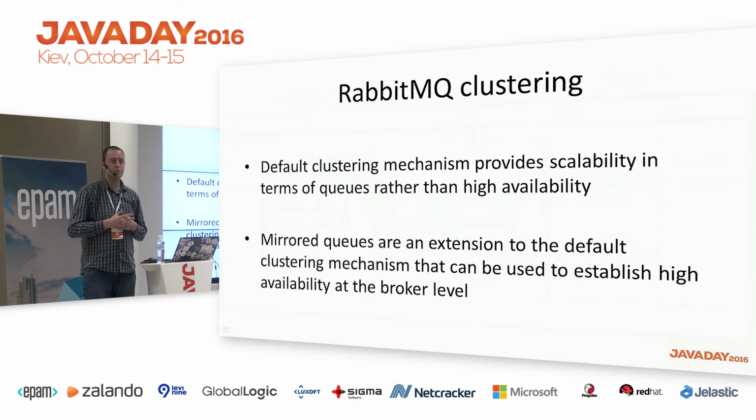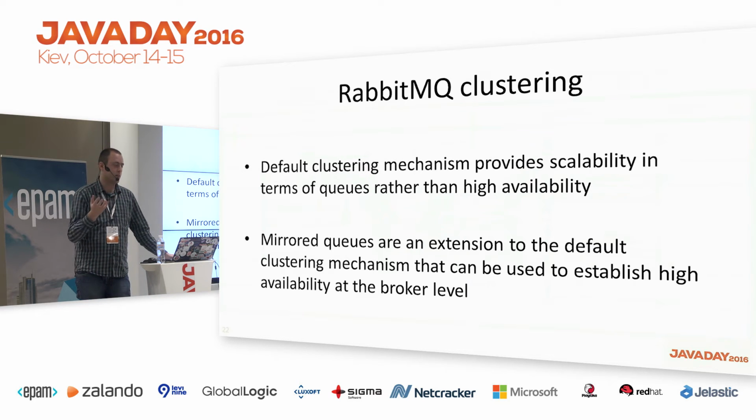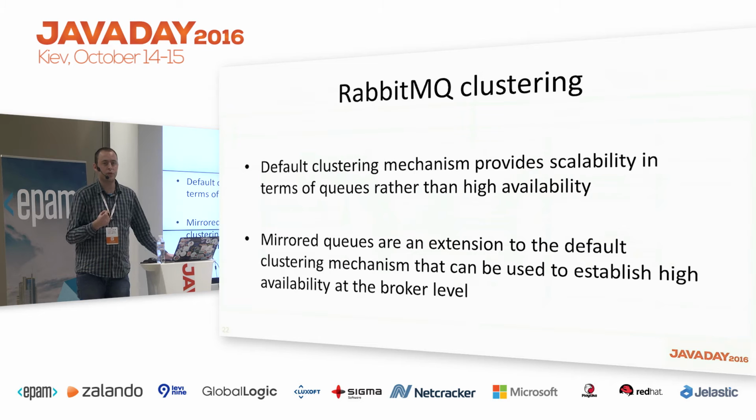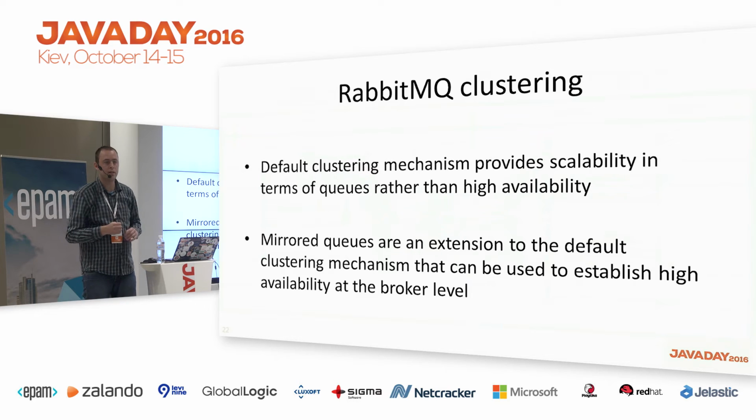However, if you want to establish high availability, so that once an instance fails, the messages of the queues of that instance are still available, you need to provide an extension of that default clustering mechanism, which is called mirrored queues. Mirrored queues provide you with the ability to replicate messages from queues on one instance to one or more queues on another instance, based on a specific policy that is created in the message broker.